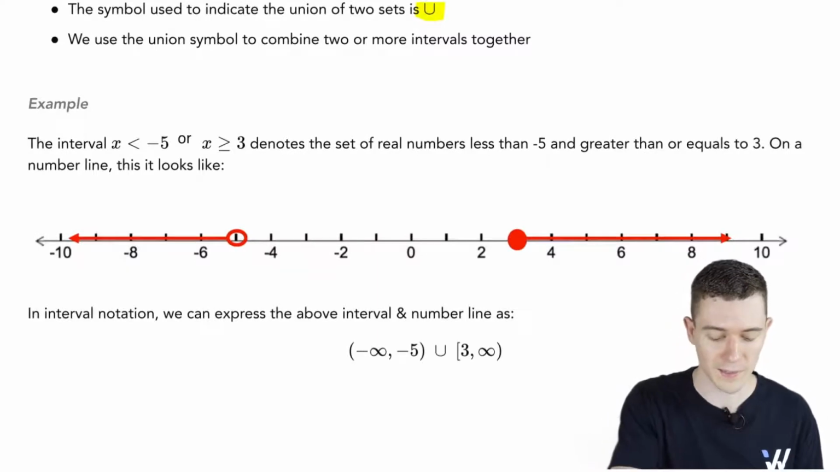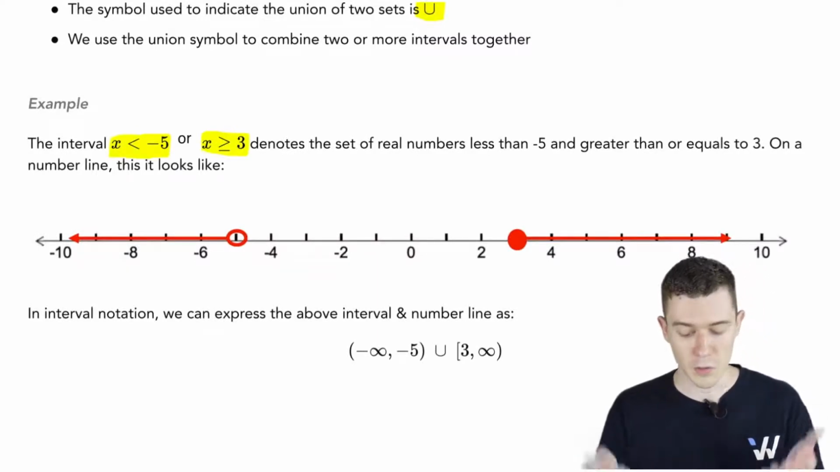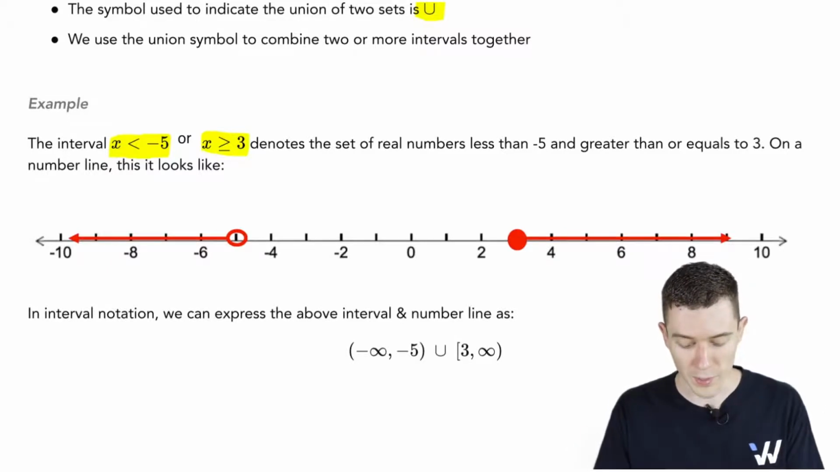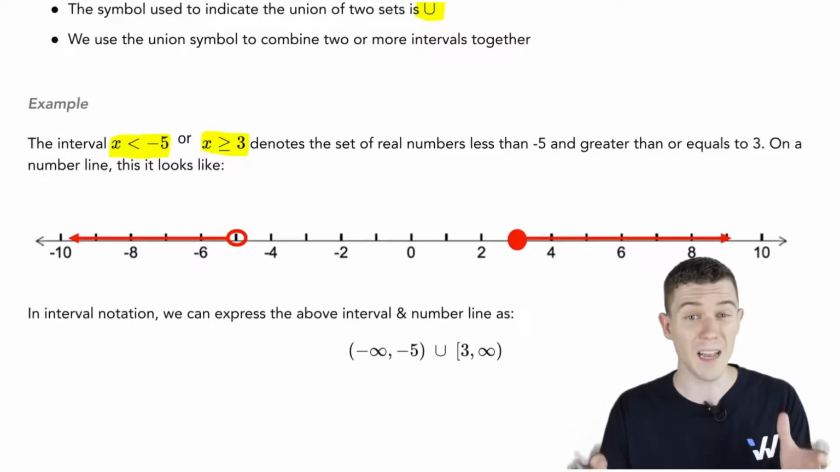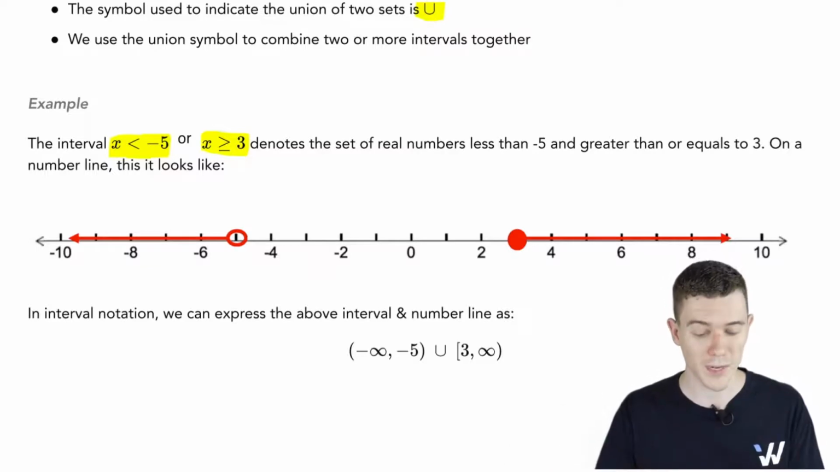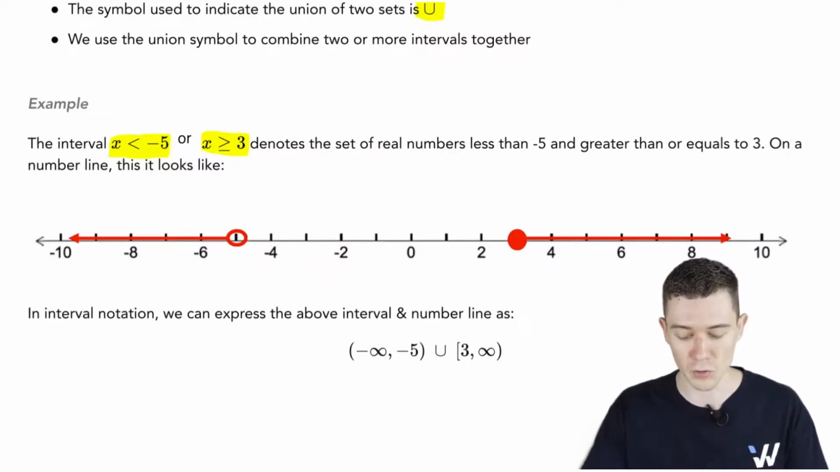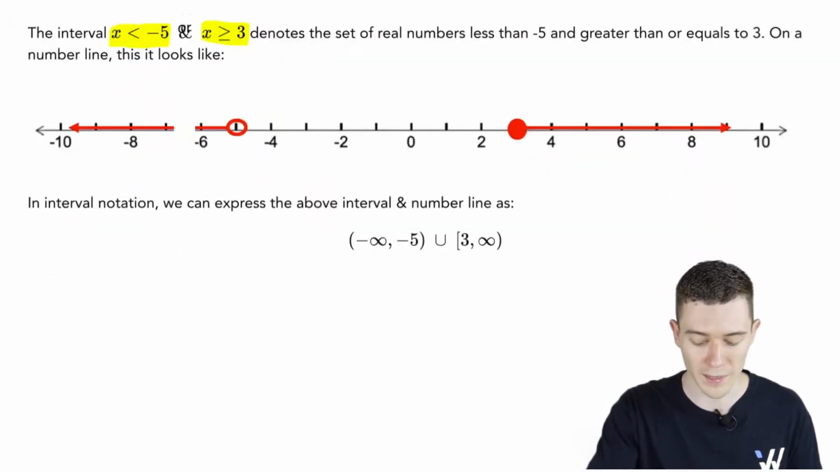Here's a quick example. Take x less than or equal to -5 or x greater than or equal to 3. You can see both of these intervals on the number line, and if we wanted to describe them together, we would write those in interval notation and put that U for union in between. It would look like this.